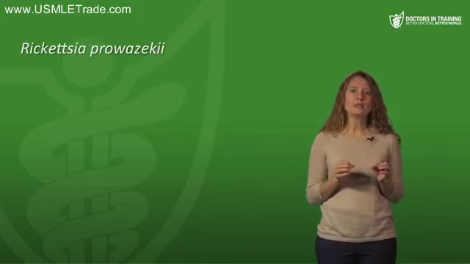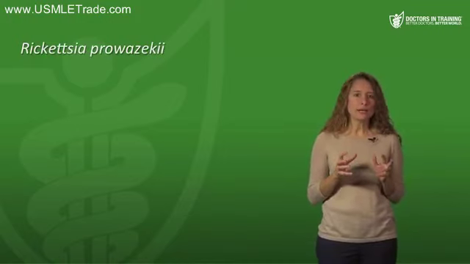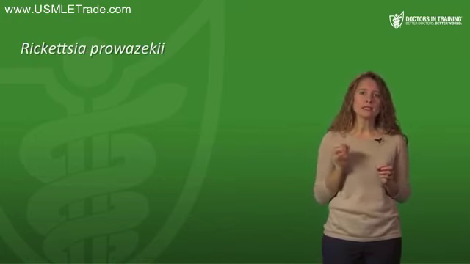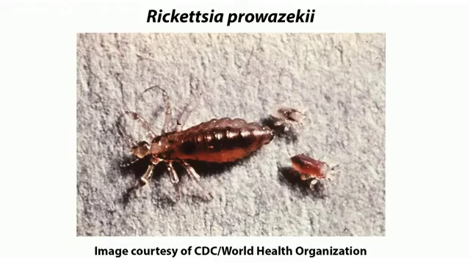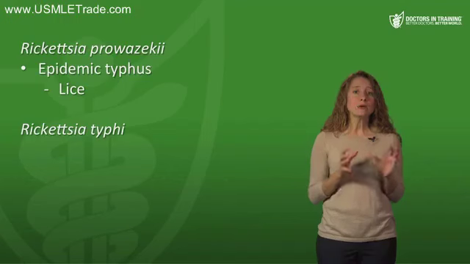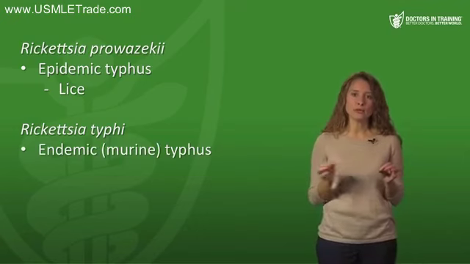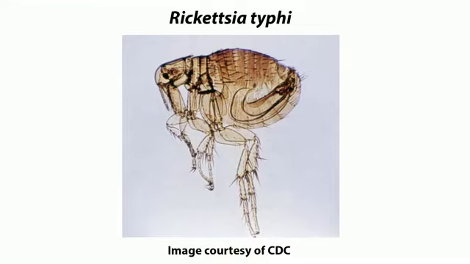All right, now let's talk about some Rickettsia. Rickettsia prowazekii, Rickettsia rickettsii, and Rickettsia typhi. Rickettsia prowazekii is the cause of epidemic typhus, and it's spread by lice. Now, Rickettsia typhi causes endemic typhus, also known as murine typhus. This is spread by fleas.